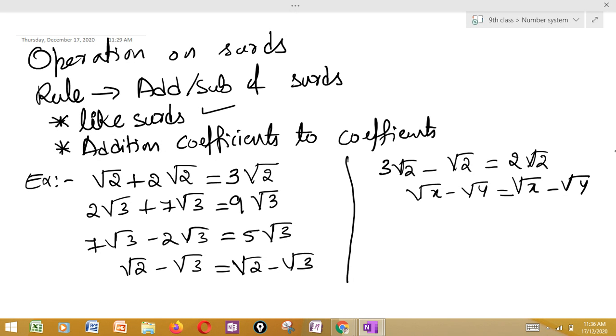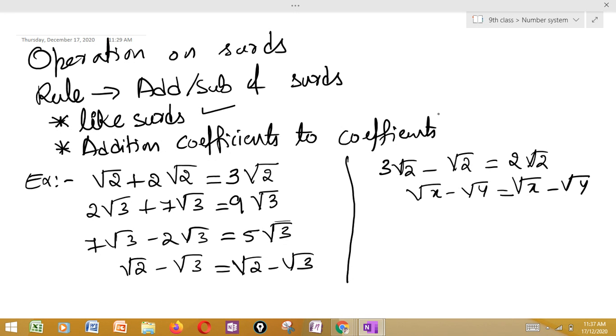Then, what is meant by like surds? Order and radicand are same. Very good. What is meant by unlike surds? Okay, I hope you have got the difference between like and unlike surds. Then tell me the rule we have to apply when we have to add or subtract the surds. First rule is there should be like surds.